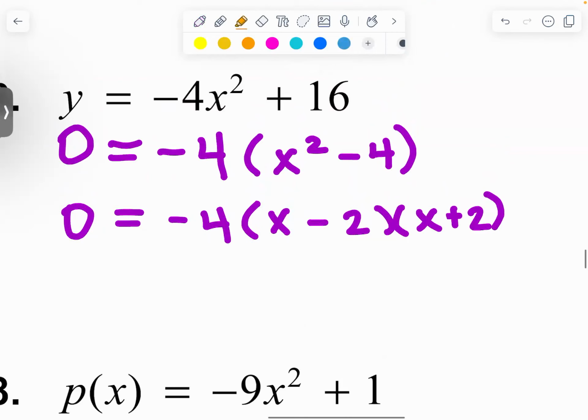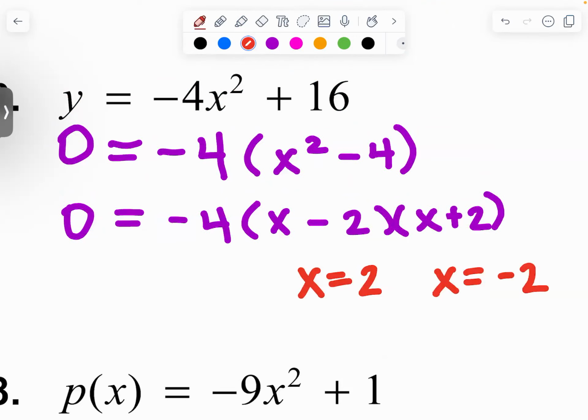So this graph that is shifted up 16, is reflected and super skinny, intersects the x-axis when x equals 2 and x equals negative 2. Fabulous, now we have just one more piece of information to help us.